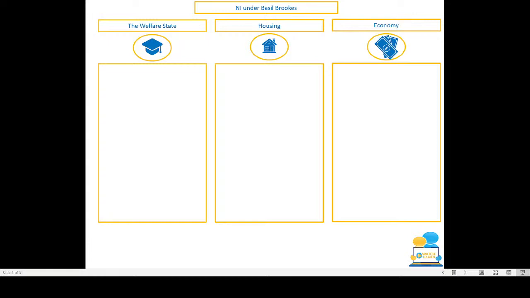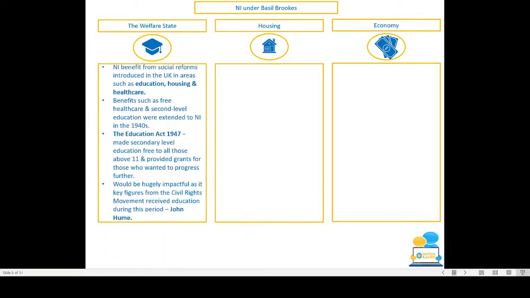And what we're trying to do here is really just gain an understanding of what life was like under Basil Brooke in Northern Ireland. So we're going to pay a good bit of attention here to this idea of the welfare state, as this played a big role in influencing the expansion of education in Northern Ireland.